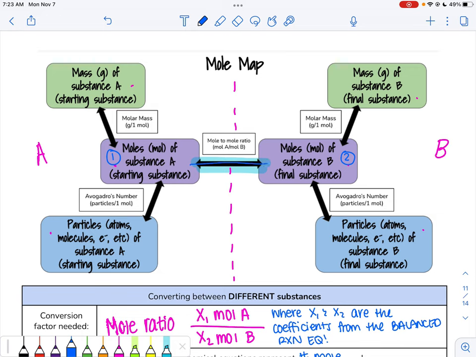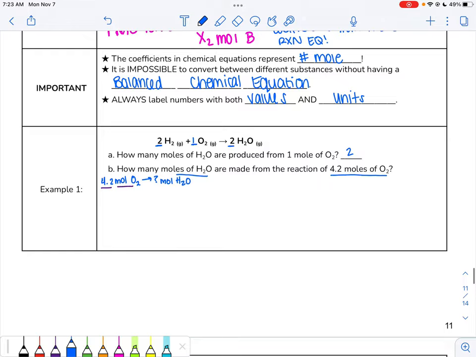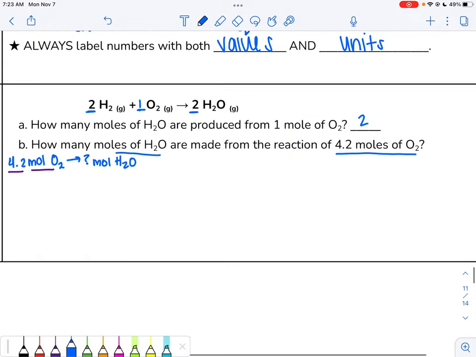So how do I get there? I have to cross through this arrow. The arrows that you cross through are labeled with the conversion factors that you need. Every arrow you cross through means you need that one conversion factor. So if I cross through multiple arrows, I need multiple conversion factors. Here I'm only crossing through the one arrow, which means I only need the one conversion factor. So to take me from moles of A to moles of B, I need the mole to mole ratio, moles A over moles B. So let me come down here and let's try this problem out.